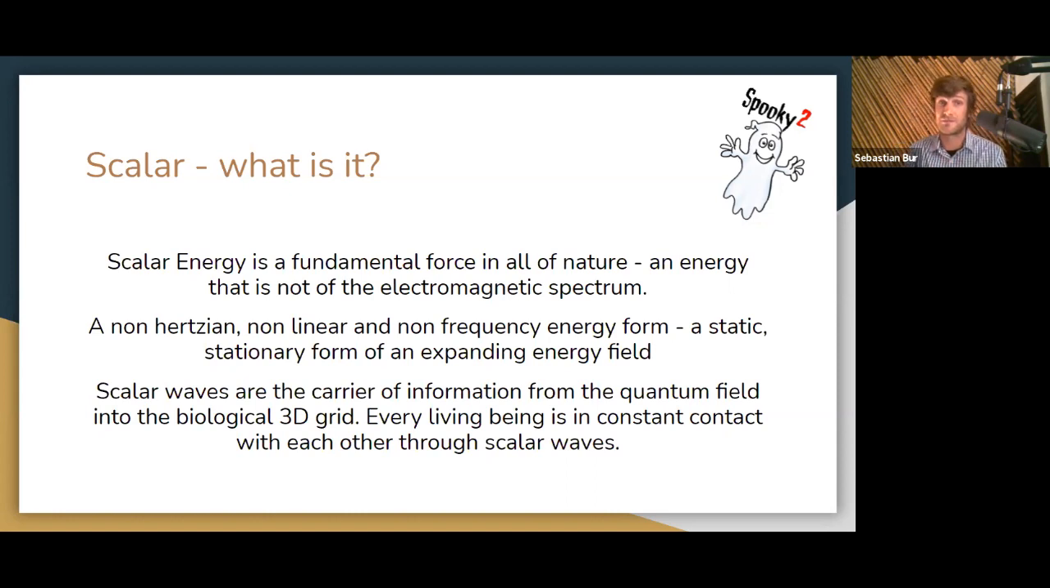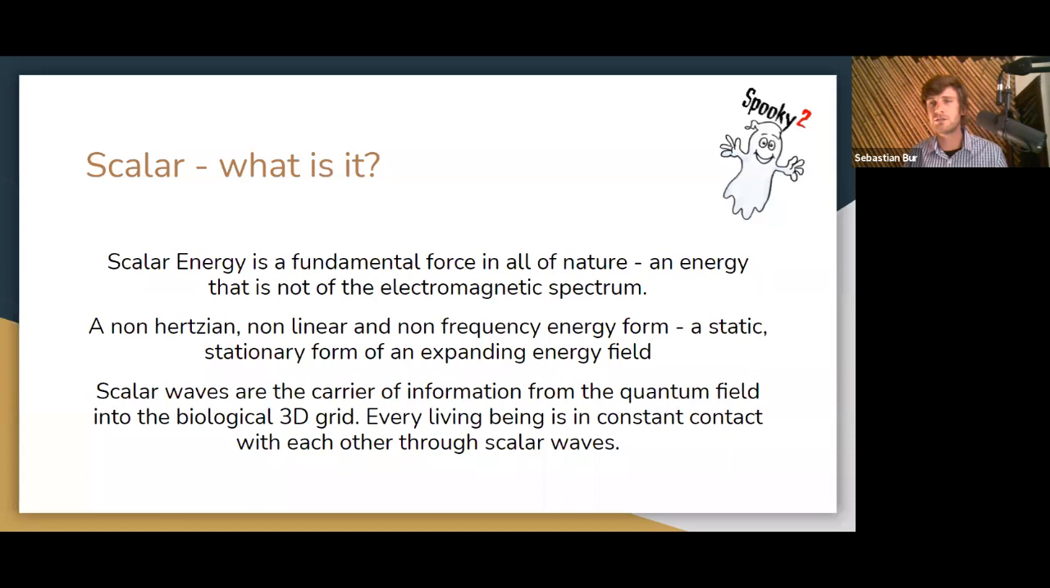So yeah, now let me try to explain real quick what scalar energy actually is. You could probably think of it as a fundamental force of nature. And it's basically not an electromagnetic force. So most of the energy, be it electricity, for example, is an electromagnetic waveform. So it has an axis and it goes like this, or that's how we think of it. It goes like a wave, so it has a certain time to get somewhere. There's time distance involved, so it takes time from one place to another place.